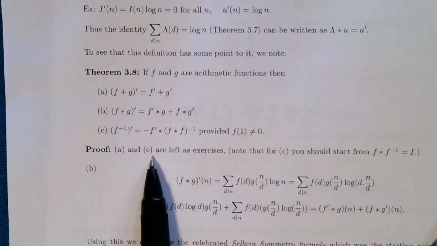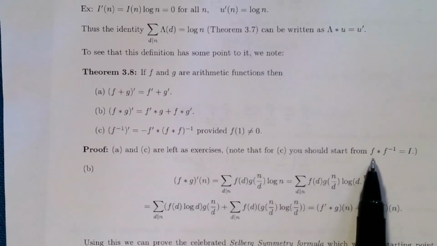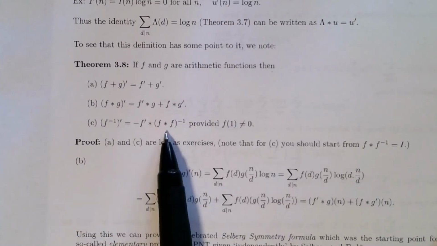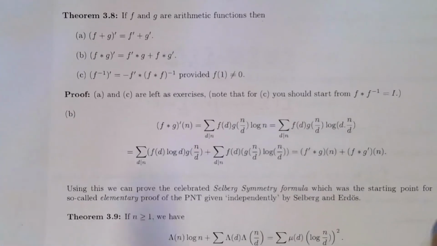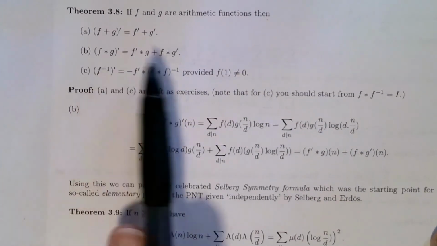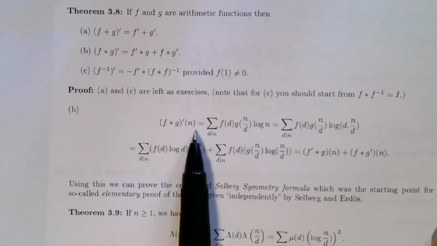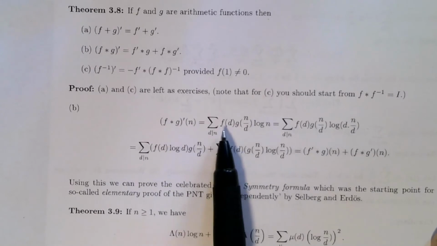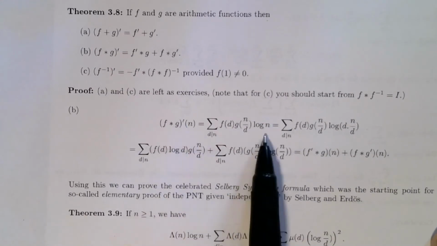I'll leave A and C as little exercises. For this one here, if you're going to do this, you might like to start from this, and you'll find that this comes out fairly easily then. Just to show you how it works for part B, to prove the really interesting one, the so-called product rule. Well, we start off with this product, and now we're going to interpret f star g, remember, is just the Dirichlet product of f and g, there it is there, and you take its derivative, you multiply by log n.